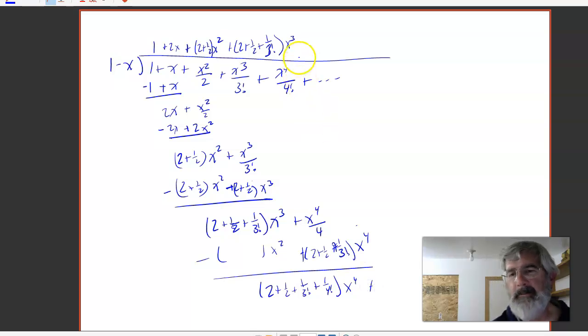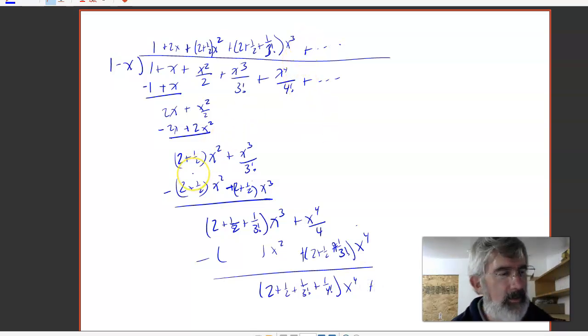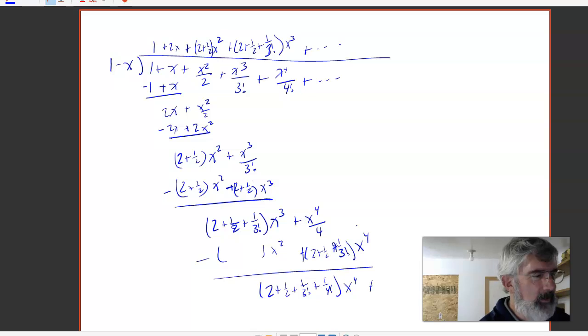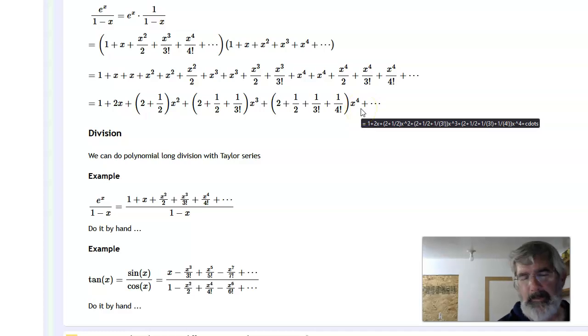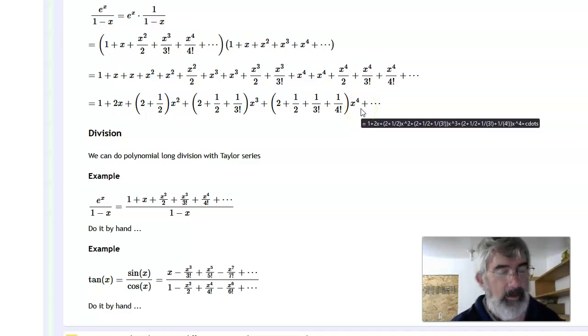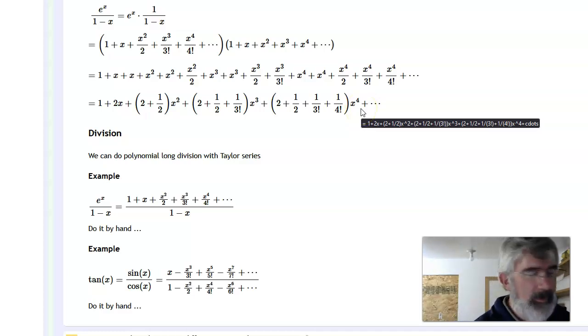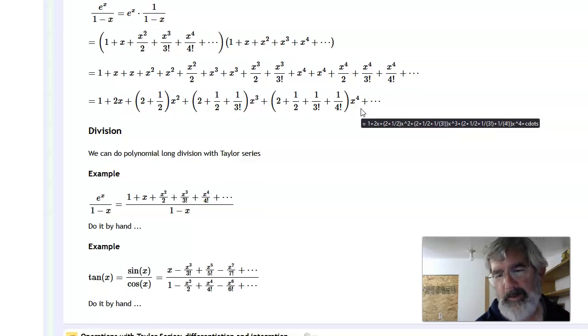And so on, right? And I think we can see that in doing this, we end up with exactly what we had before. There's the 2 plus a half x squared, 2 plus a half plus 1 over 3 factorial x cubed, 2 plus a half plus, yeah, it's the same thing. Okay. That one was reasonable to do.